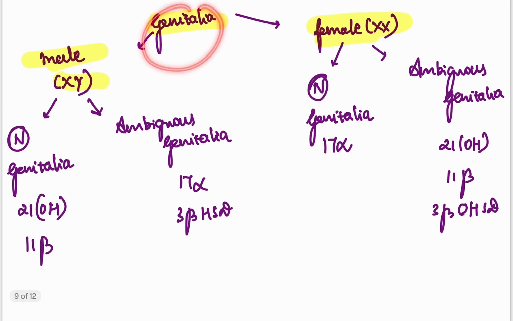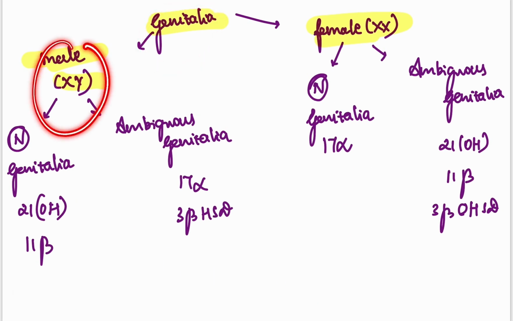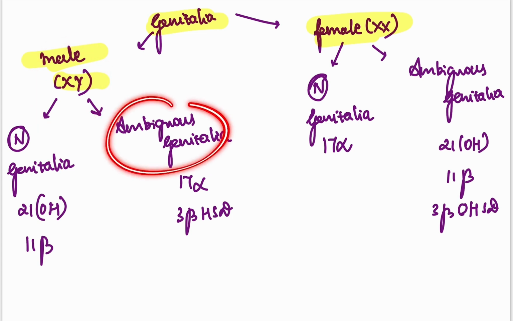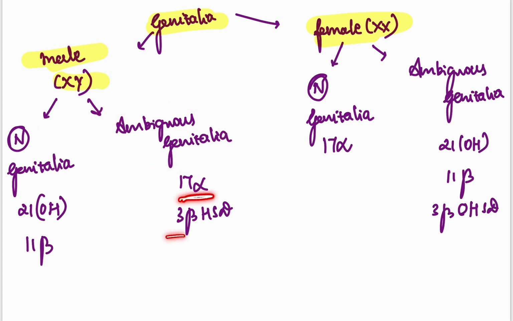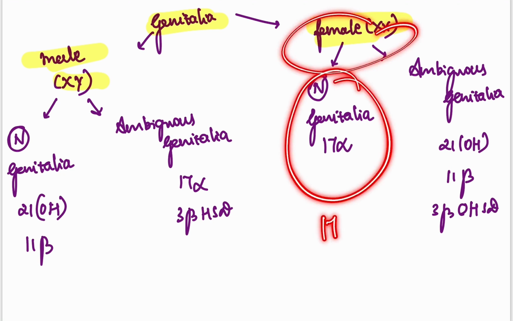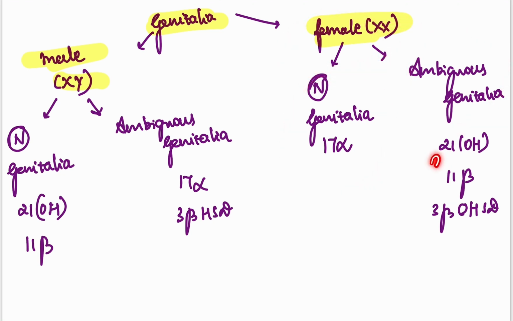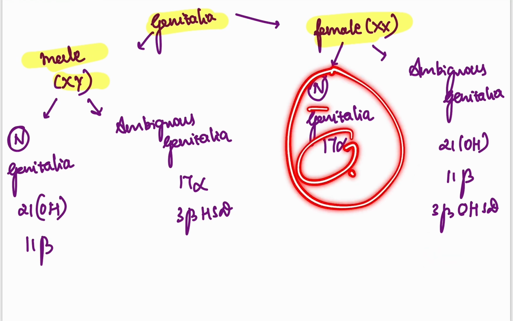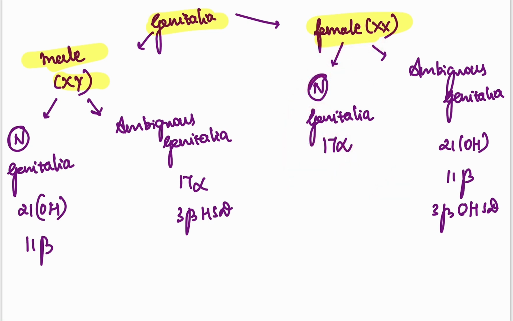So you can also choose the options based on the genitalia. In male cases, ambiguous genitalia is only produced by 17 alpha hydroxylase deficiency and 3 beta HSD. Normal genitalia is produced by 21 hydroxylase and 11 beta. In female cases, normal genitalia is produced by 17 alpha, and ambiguous genitalia is produced by 21 hydroxylase, 11 beta hydroxylase, and 3 beta HSD. Just remember, 17 normal is only for 17 alpha for females. Rest all the enzymes give ambiguous genitalia for females.